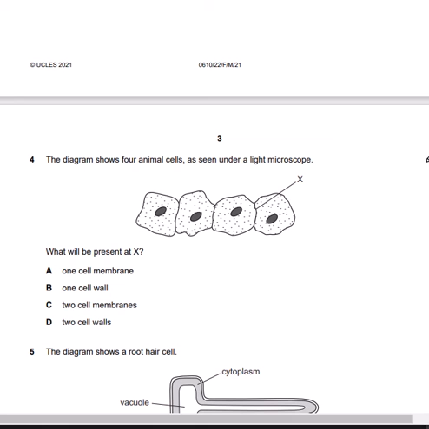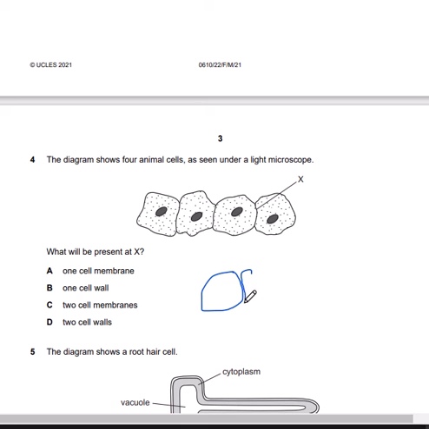The diagram shows animal cells as seen under a light microscope. What will be present at X? So that's basically one cell and this is another cell. As you see here, there are 2 cell membranes, but because they're very close to each other and the light microscope isn't very precise, or does not have a very big magnification, you can only see them as one membrane, right? But then there's still 2.